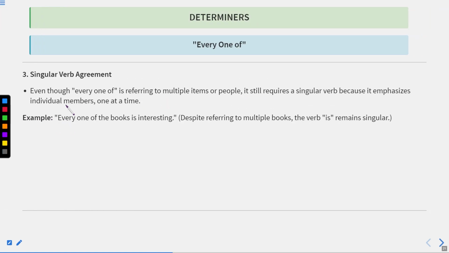Singular verb agreement. Even though every one of is referring to multiple items or people, it still requires a singular verb because it emphasizes individual members one at a time. Every one of the books is interesting. Despite referring to multiple books, the verb remains singular.